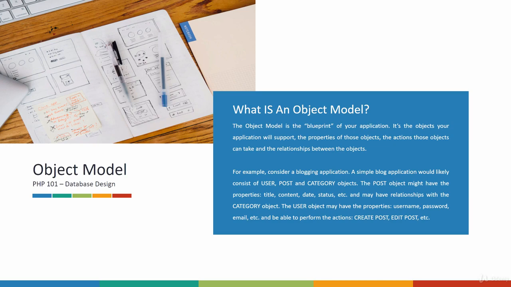Okay. And so the user object, as another example, may have the properties username, password, email, etc., and be able to perform the actions create post, edit post, delete post, view post, create, edit, delete, view categories, all of that stuff. There's lots of actions that the user ultimately could perform. The object model is you laying all of this out. You creating a kind of roadmap of exactly what objects you're going to have, what their properties are going to be, the data you're going to collect on each object, the actions they're going to be able to take, and the relationships they're going to have with any other objects that you have out there.